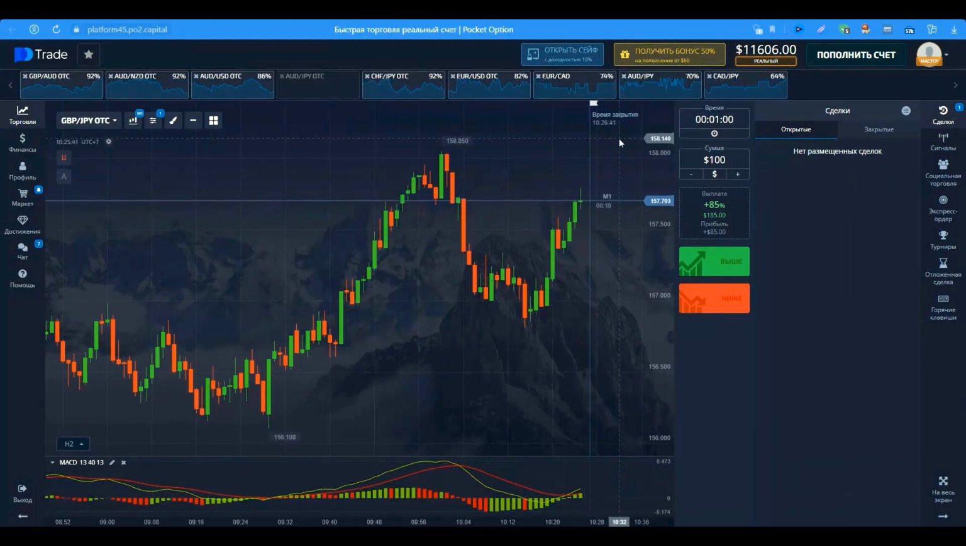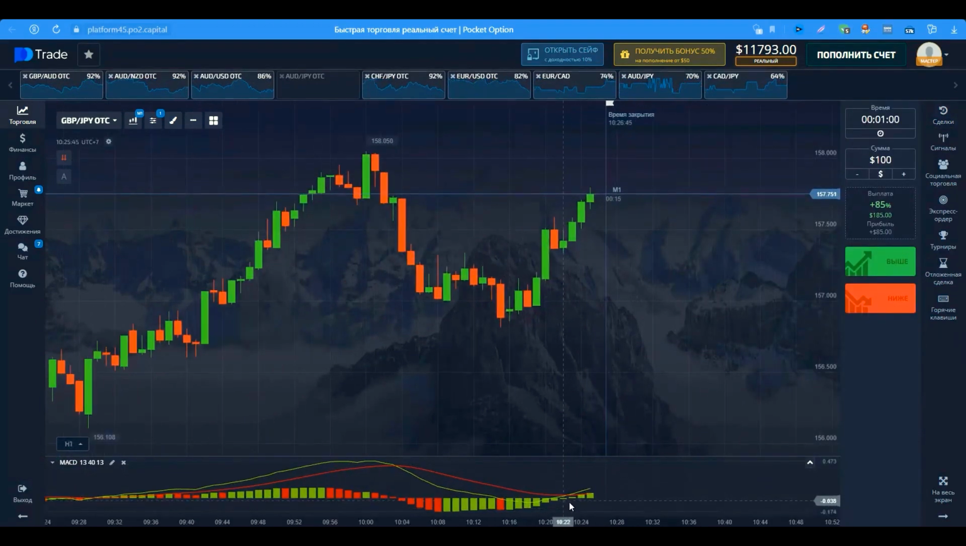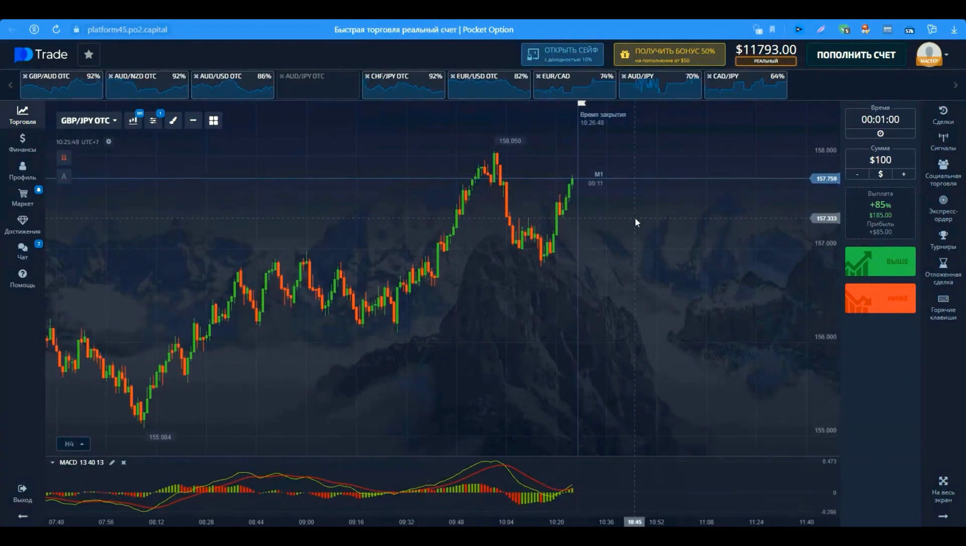One second to go, not as confidently as I would like, but the trade is still going into profit. There are the signals, clearly visible. After they appeared, I entered for an upward movement.